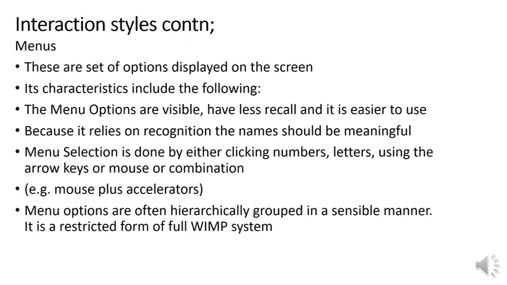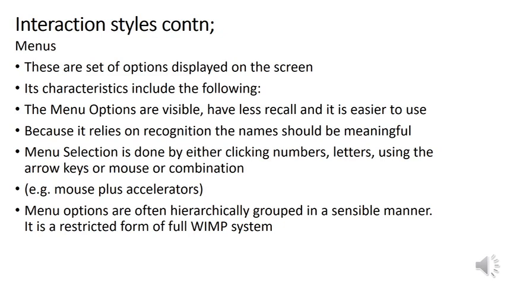Menu. These are a set of options displayed on the screen. When you open My Computer, your desktop, you will see several menus there that you can use to interact with the computer. Its characteristics include the following. The menu options are visible, have less recall, and it is easier to use because it relies on recognition. The names should be meaningful.